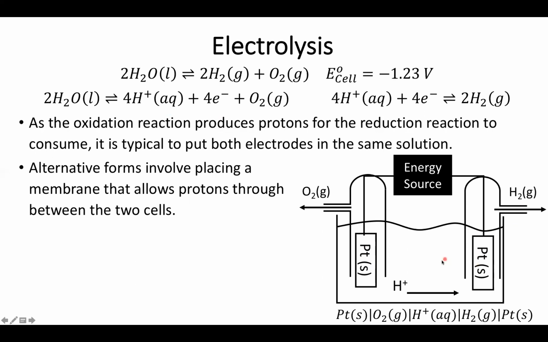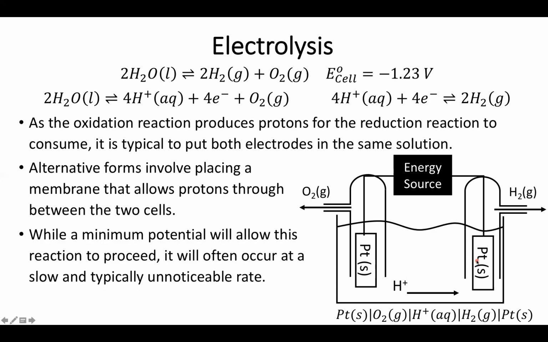However, a very famous alternative would instead put a membrane here in between the two cells, again still keeping them separate, but still allowing those protons to move from the left side of the reaction to the right side of the reaction. And it is worth noting, if I go ahead and try and drive this reaction forward with 1.23 volts, it may occur, but it's going to occur exceptionally slowly.